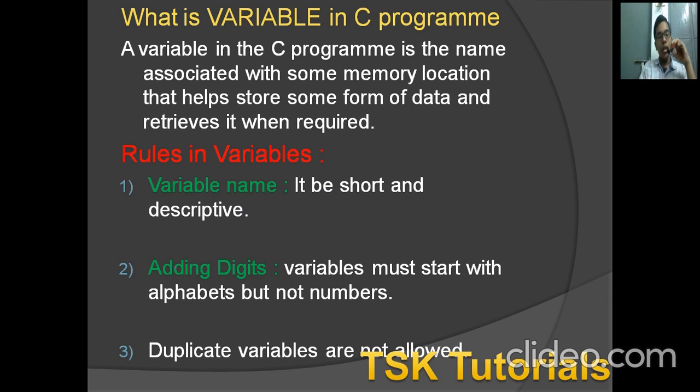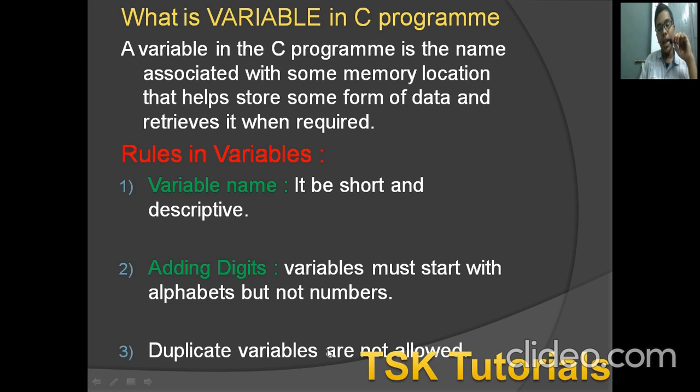Or you can see what inputs you can give for the variables. Adding digits: variables must start with alphabets but not numbers. You can give your digits after you have given at least one alphabet, but it must always start with the alphabet. Like you can give A1, A2, C1, ABC2, ACB4 like that, but not like 4A, 5B, 6C or 7Z. You can give Z7 but not 7Z.